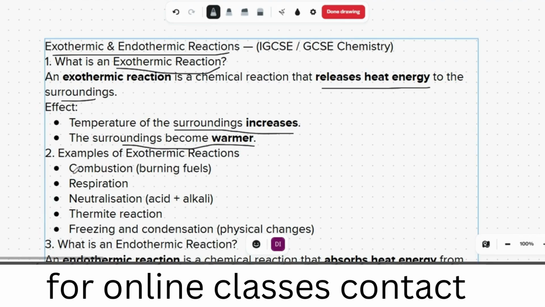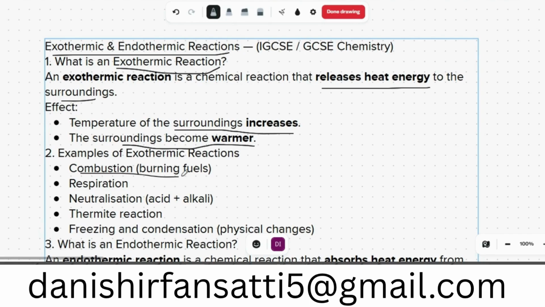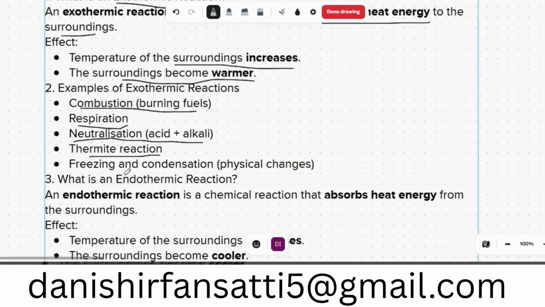Examples of exothermic reactions. The best example is combustion, the burning of fuel. You can feel the heat. Respiration: when you are in the cold and you take air inside and then breathe it out, you can feel that the inside of your body is hot. Neutralization reaction: when you react an acid with an alkali, that is exothermic, heat is released. Thermite reaction, freezing and condensation, which are physical changes.